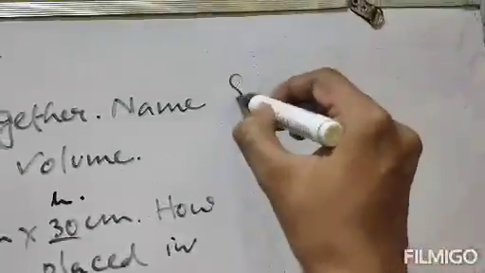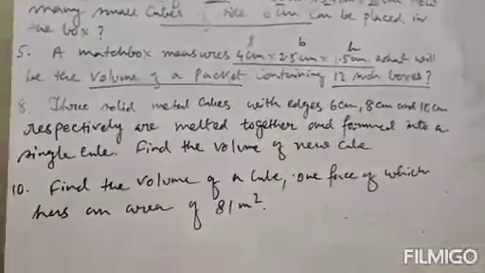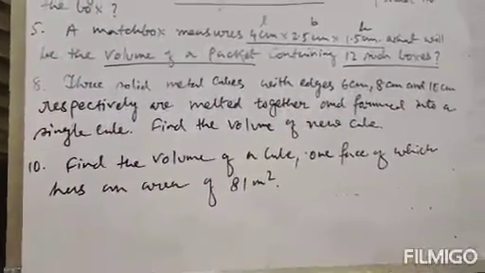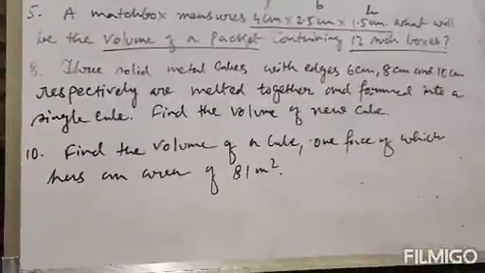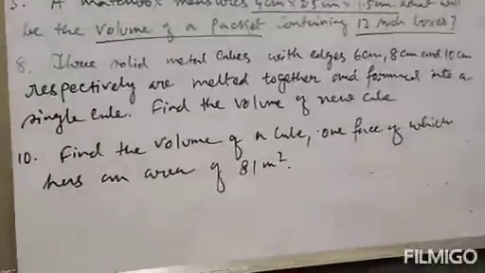Question number 8 says 3 solid metal cubes with edges 6 cm, 8 cm and 10 cm respectively are melted together and formed into a single cube. Find the volume of the new cube. That means we have 3 metal cubes. We have 3 solid metal cubes.